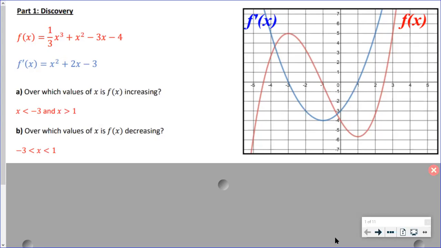So over which values is f of x increasing? Well, as our x values increase, the y values are increasing when x is less than -3 and when x is greater than 1. If we're looking at that number line, we can see that f of x, our red graph, is increasing. We're reading the graph from left to right: as the x values increase, the y values are increasing. But in between that interval, between -3 and +1, from this point to this point, our graph of f of x is decreasing.